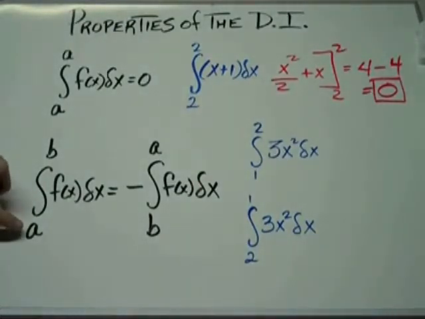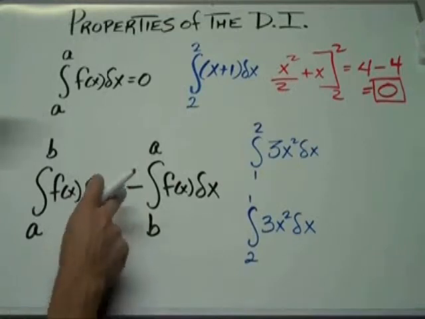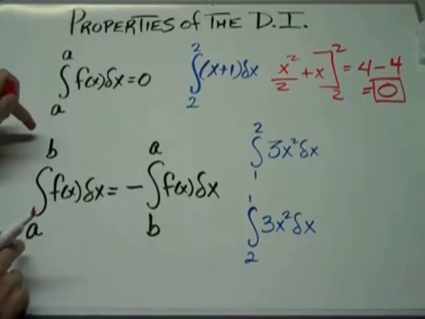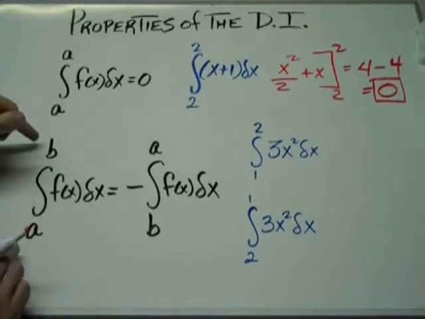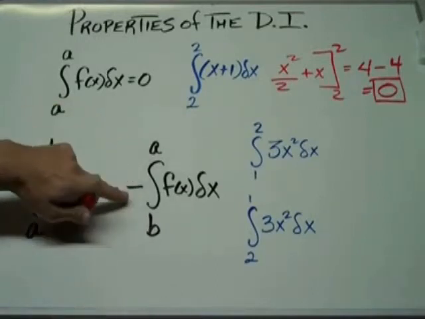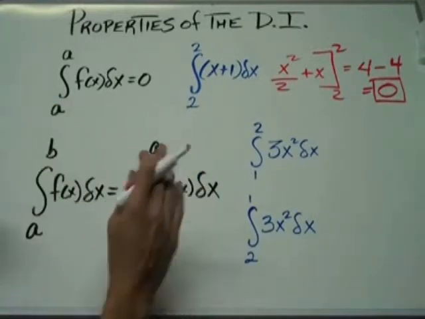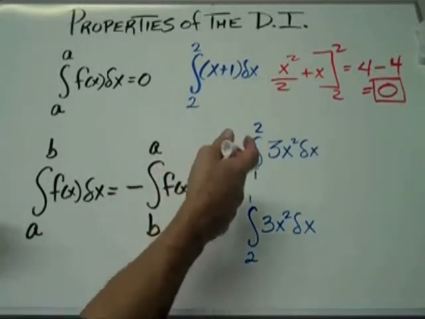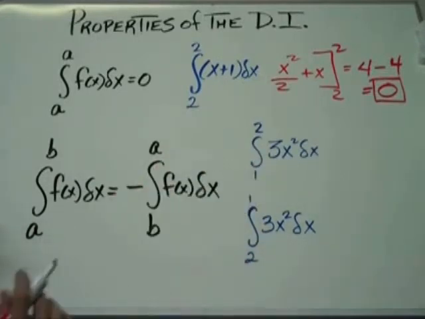Our second rule is if we integrate from a to b of f of x dx, that's the same as the opposite if we switch our lower and upper bounds. If we switch a and b, then we have to take the opposite of our integral. Well, we can prove that by taking a very easy example here.